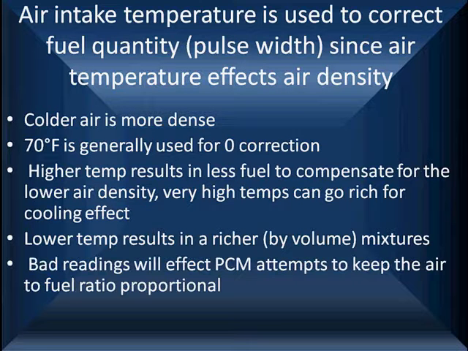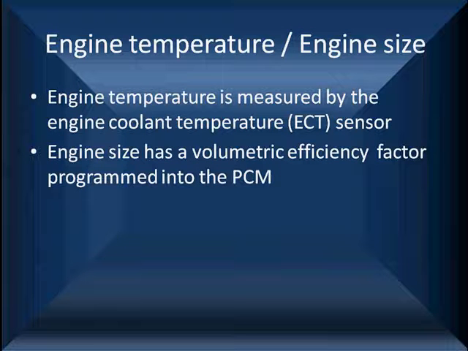Now, a bad reading will affect the PCM's attempt to keep the air and fuel in the proper ratio. And this also affects the regulated pressure on some of the newer systems that have returnless systems. Engine operating temperature is measured by the engine coolant temperature sensor. We've got to have our electronic choke, for lack of a better term. The true term is electronic enrichment. Electronic enrichment is going to keep us in enrichment till we get somewhere between 150 and 160 degrees Fahrenheit. And finally, every engine has a specific volumetric efficiency factor, and it's programmed right into the PCM.